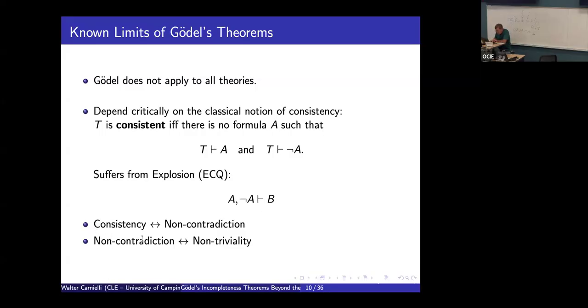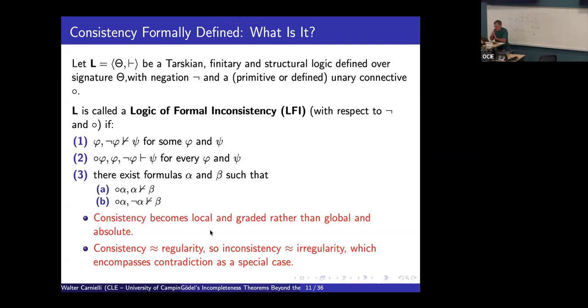So in classical logic, consistent is the same as non-contradiction, and non-contradiction is the same as non-triviality, because inconsistent means contradictory and being trivial. So the three concepts are the same, and in my setup here, they are going to be differentiated. They're going to be different.